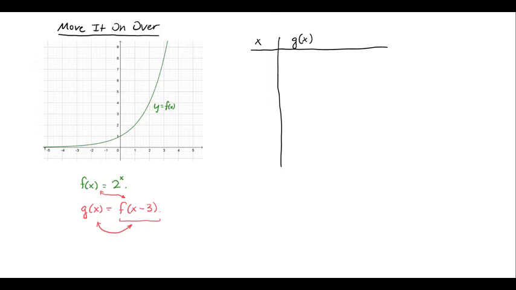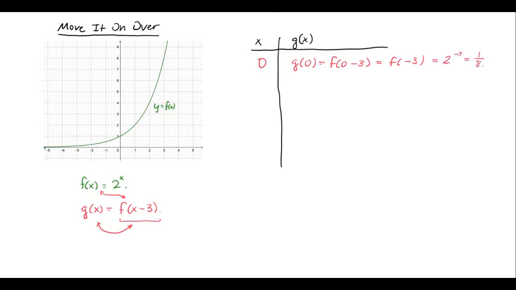So let's try x equals 0 and see what happens. So what is g of 0? Let's go and put 0 in our table here. g of 0, by definition, is f of 0 minus 3, which is f of negative 3. Okay, so now this is a place where I'm probably going to need to use my formula to figure out what f of negative 3 is. Well, f of negative 3 is 2 to the negative 3, which is 1/8.